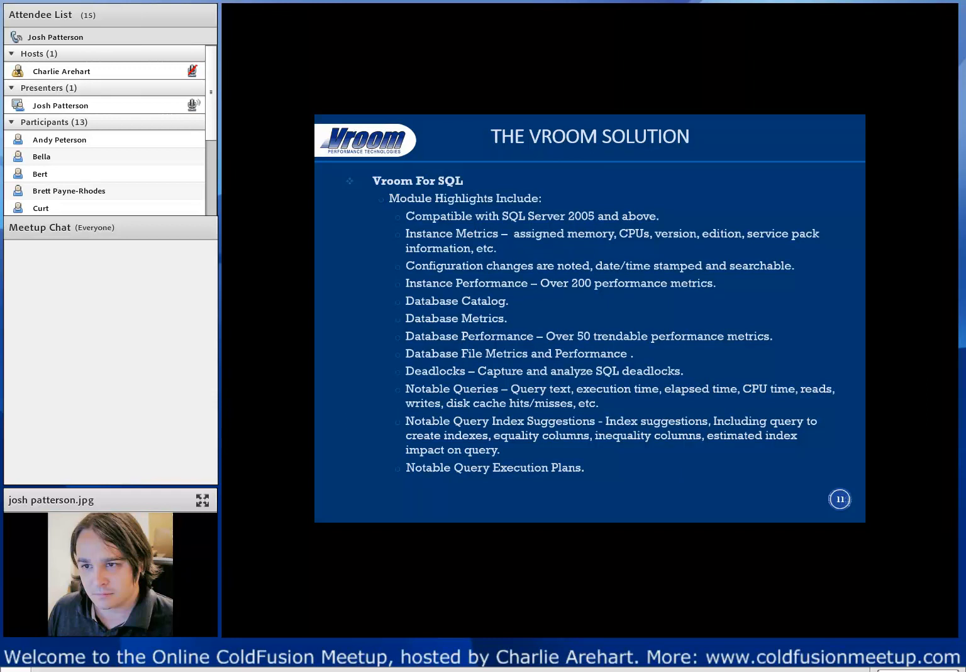We can look at the files, the actual individual files, look at IOs on the files. We can look at that later if anyone's actually interested. We do index suggestions and notable queries, where we just try to give you the queries that are probably most interesting to you in a performance conscious environment.